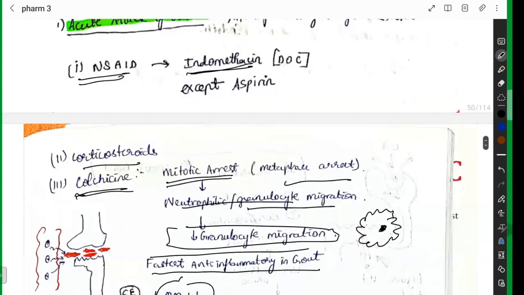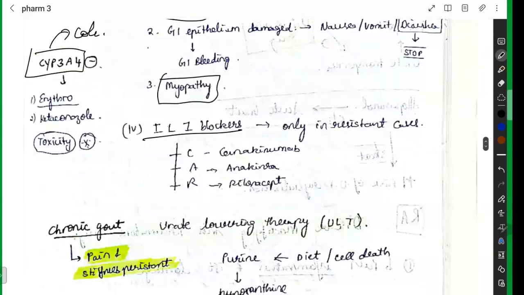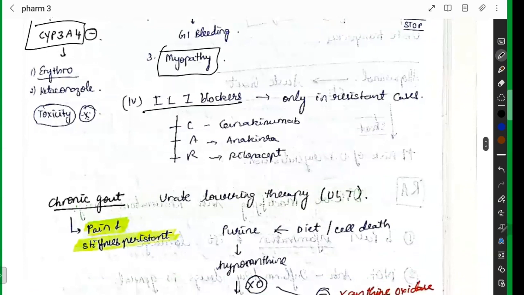The fourth drug which we are going to discuss here is going to be your interleukin 1 blocker. They are only given in the resistant cases. What are the drugs which we are giving? CAR. C stands for canakinumab, A stands for anakinra, R stands for rilonacept. Also write the same in your anti-neoplastic drugs also.